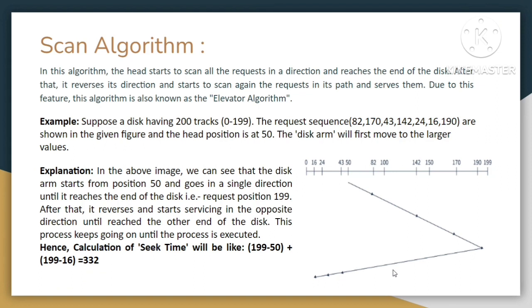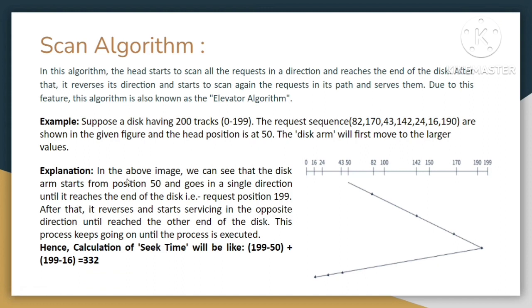Similarly, in the book example, currently I am at chapter number 10, and there are 200 chapters. So I will move from chapter number 10 to chapter number 200. In between, whatever chapters I have to read, I will read. Then after reaching the last chapter, I will change my direction and go backward. When I go backward, I will fulfill the requests which are remaining. In this way the SCAN algorithm works.